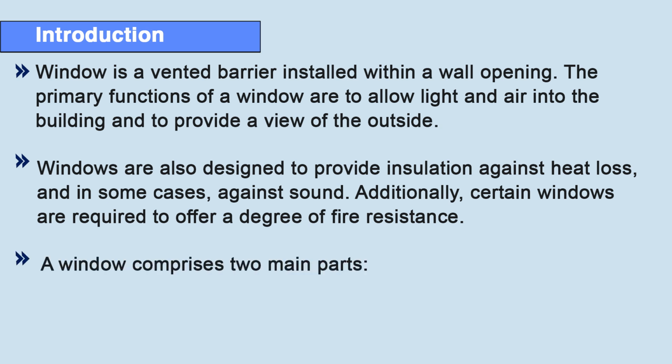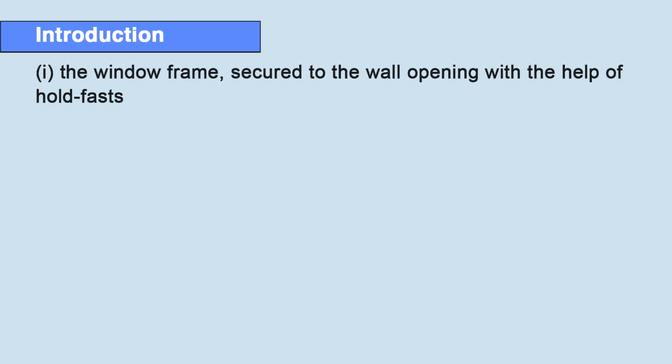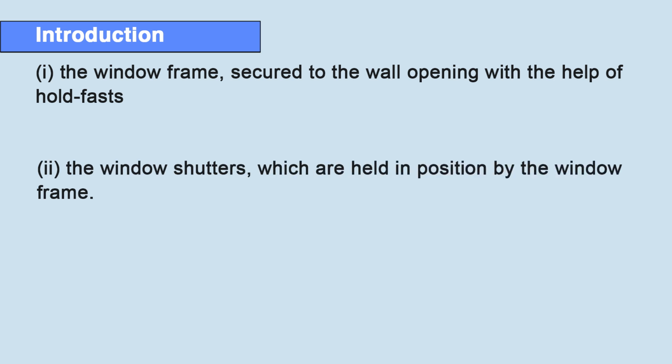A window, like a door, comprises two main parts. The first part is the window frame, which is secured to the wall opening with the help of hold fast, as we have discussed in case of doors. Second is the window shutters. Window shutters are held in position by the window frame.